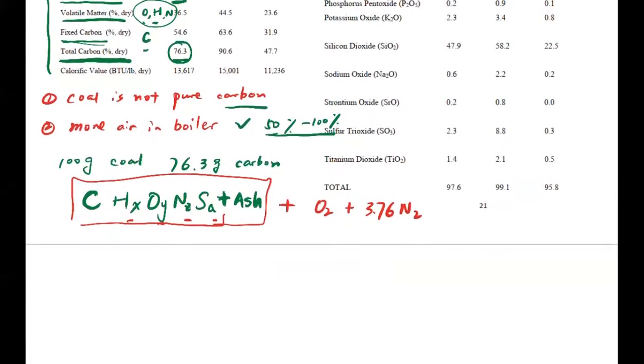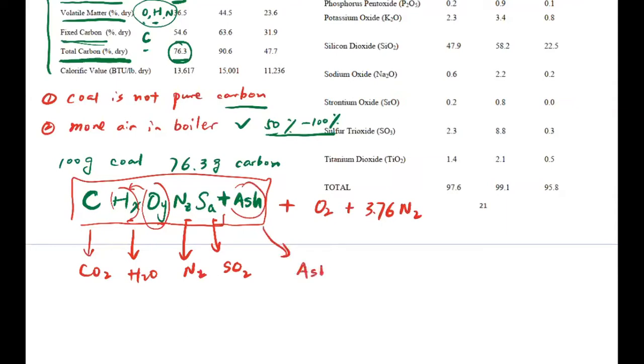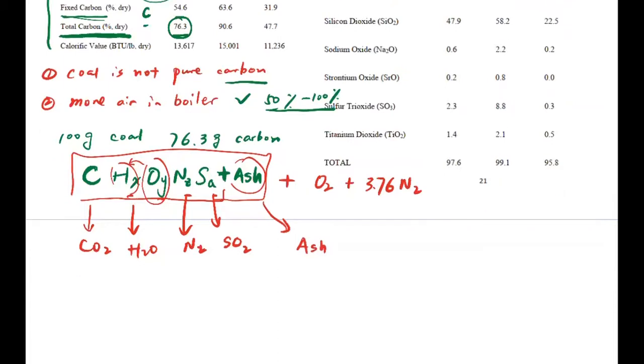So carbon will react with oxygen to form carbon dioxide, right? Hydrogen will react with oxygen to form water, right? Some of the oxygen will already react with the species in this chemical formula. And the nitrogen will be converted into nitrogen gas, right? And then sulfur is converted into sulfur dioxide. And then the ash will just remain in its form. Still be ash, okay? So basically, if you can find out what is the formula of these parameters, let's just further make assumptions, okay?